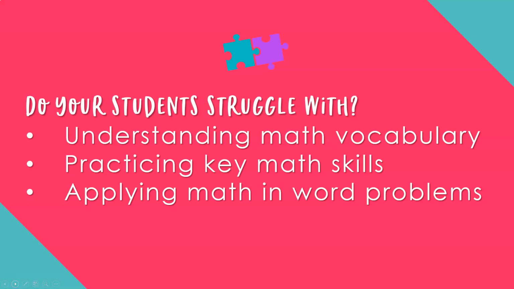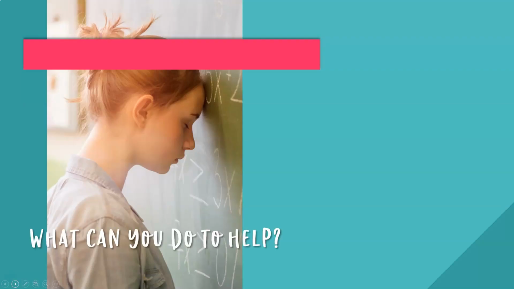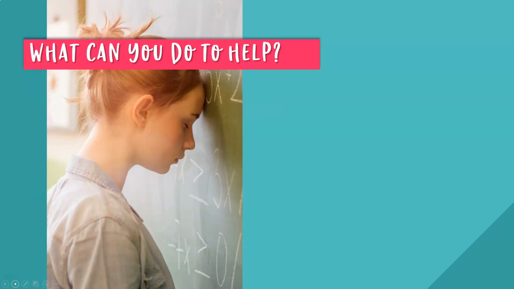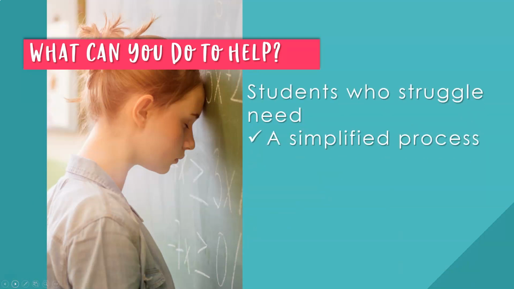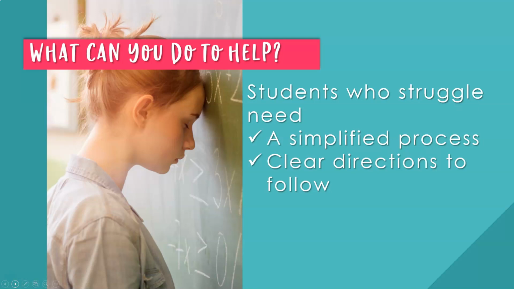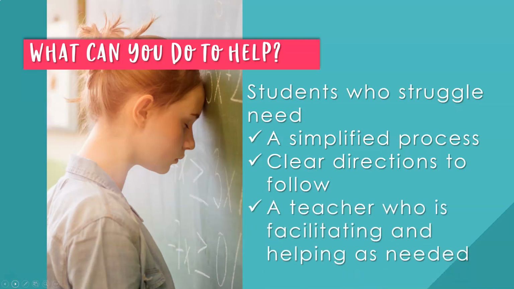Now, what are we supposed to do with this? What can we do to help? Here are 3 things that students who struggle need. 1, they need a simplified process. They need a simple plan of action. 2, they need clear directions to follow. Again, simple, clear directions that are easy to read and understand. And 3, a teacher who is facilitating and helping as needed to guide the learning process for every student.